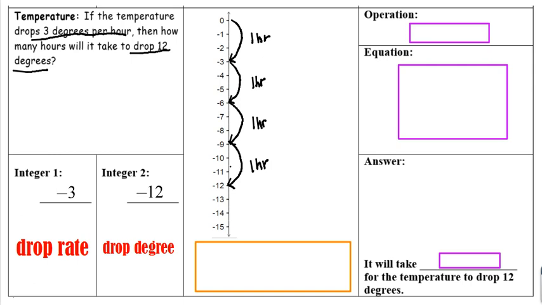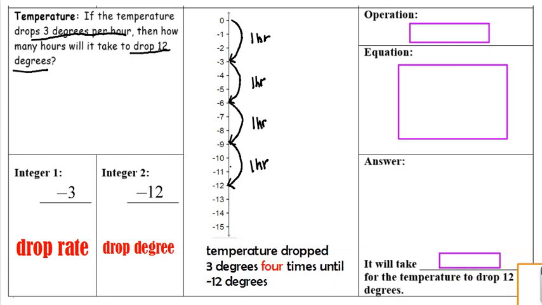So this one is kind of tricky. It's actually a division question, and you could also think of it this way, where you're starting at 0 and you keep subtracting 3. So the temperature dropped 3 degrees 4 times until -12 degrees. And again, we can say it as we're starting at 0, subtracting 3, subtracting 3, subtracting 3, and we subtracted 3. We dropped 4 times. And that got us to -12, right?